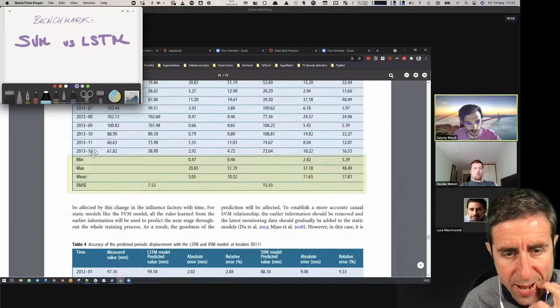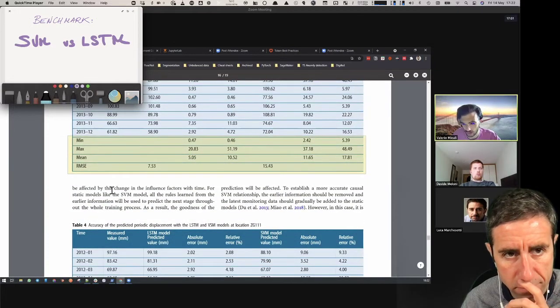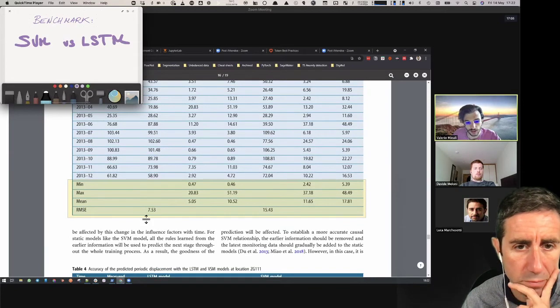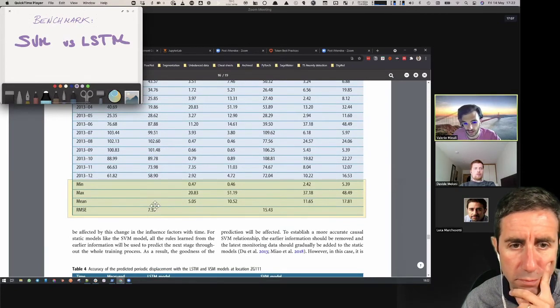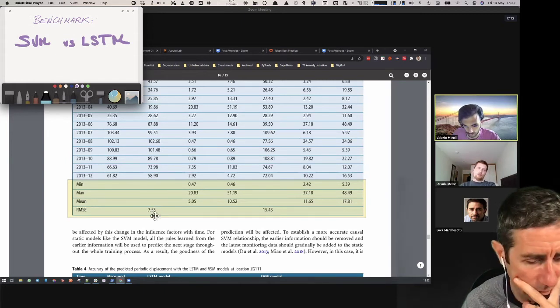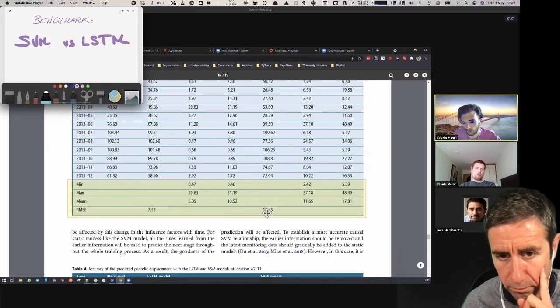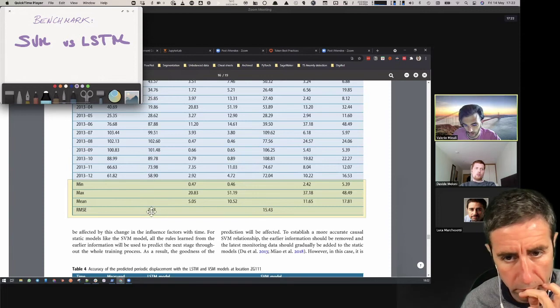Okay, here we have the quantitative results in terms of RMSE. Here is the relative error on the test set for the LSTM model, 7.53, and this is for the SVM, so twice the LSTM.